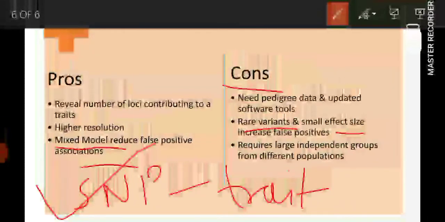It requires independent groups from different populations. You have to collect individuals from the natural population, so you need large independent groups, and their management would be difficult while doing the analysis. So these are the major pros and cons of GWAS.